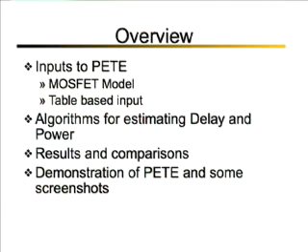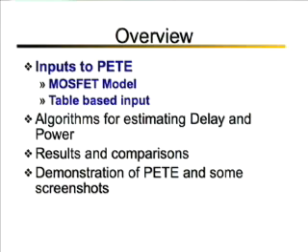So this is a brief overview of my talk. Initially, I'll talk about the tool that we have developed. It's called PETE. I'll talk about the different kinds of input methods to the tool, a MOSFET model and a table-based input which can be provided to the tool. Then I'll briefly talk about the algorithms we have used for estimating delay and power, and finally present some results and comparisons. At the end, I'll make a brief demonstration of how one can import data into this tool, and also show some screenshots of the tool that we have in NanoHub. And finally, I'll draw some conclusions and summary.